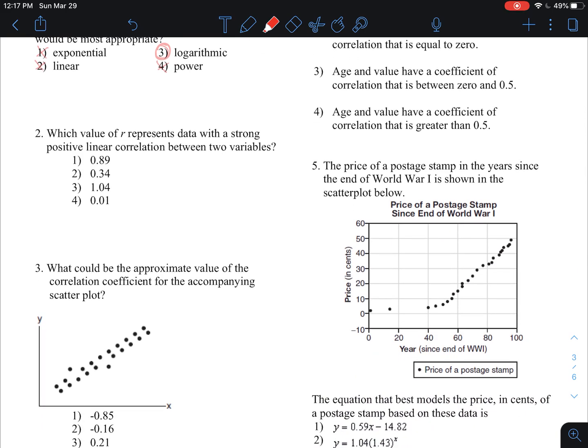Okay, question number 2 says, which value of R represents data with a strong positive linear correlation? So again, we have to remember that that R value is going to go between -1 and 1, so it's not going to exceed it, so we can get rid of choice 3. If it's the strongest positive, we're looking for the number closest to +1, and that would be choice 1, 0.89.